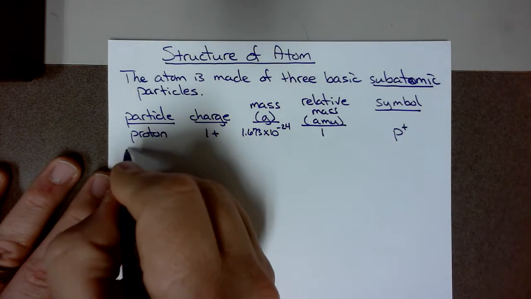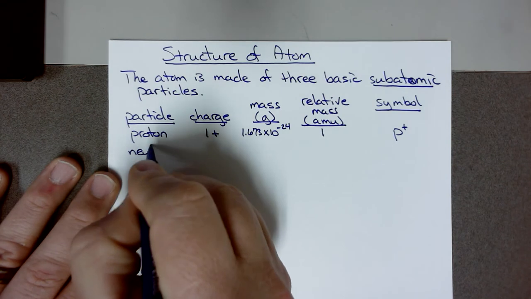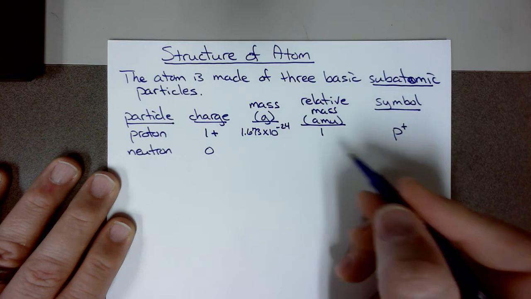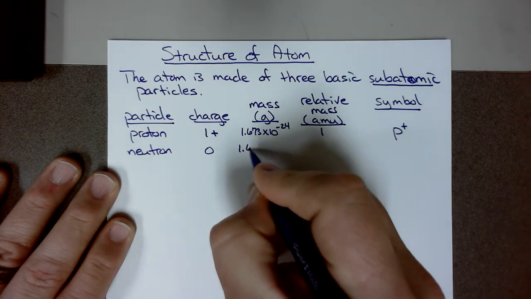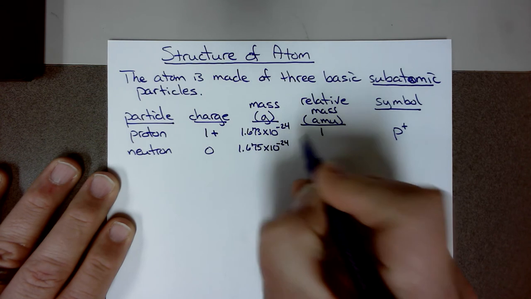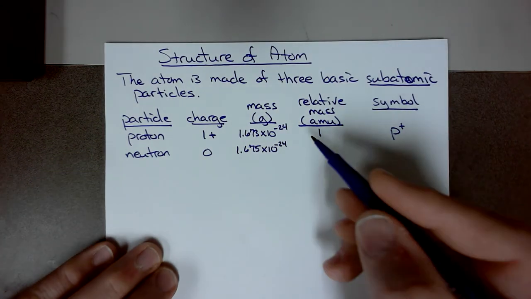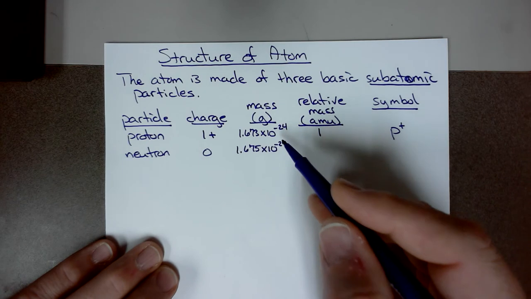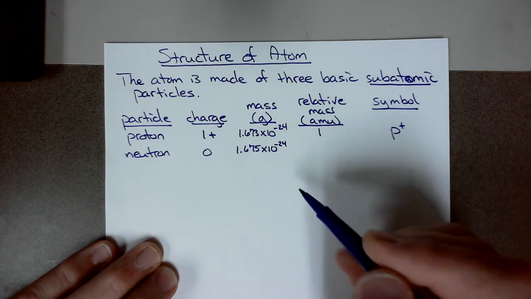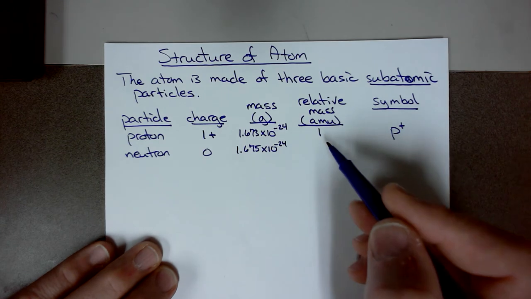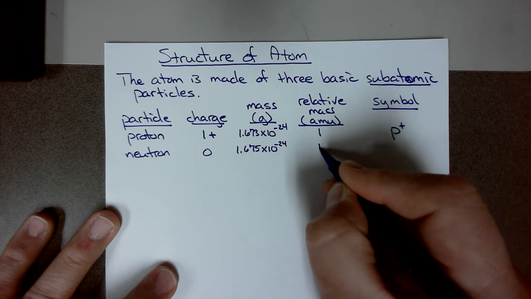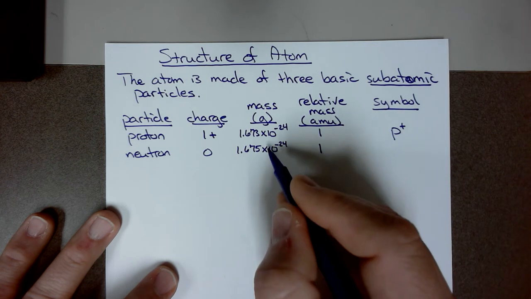The next one would be the neutron. And the neutron is also found in the nucleus. The neutron has 0 charge. It has a mass of 1.675 times 10 to the negative 24th grams. Now, these are very, very small particles, and because they're basically the same mass, they're only off by a thousandth of a gram, we would say that relative to each other, they have an atomic mass unit of 1, because they're basically the same mass.